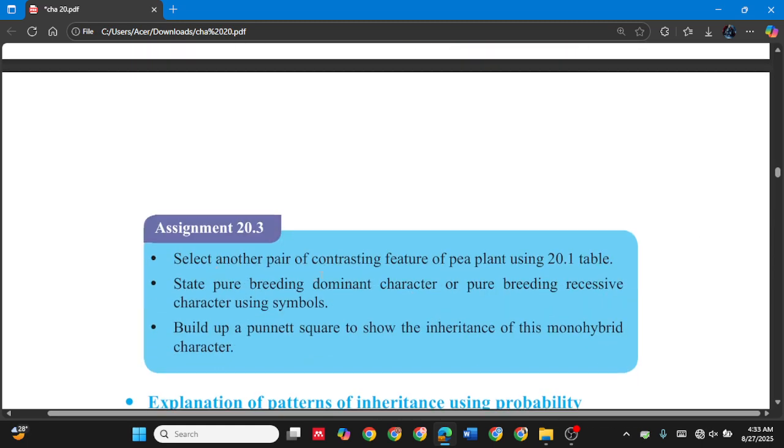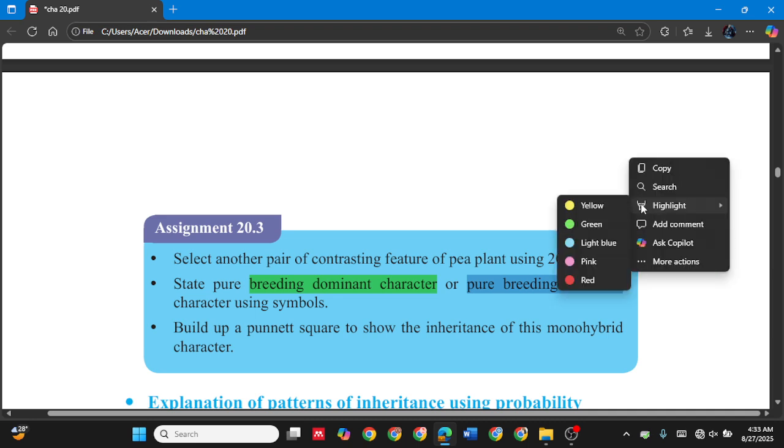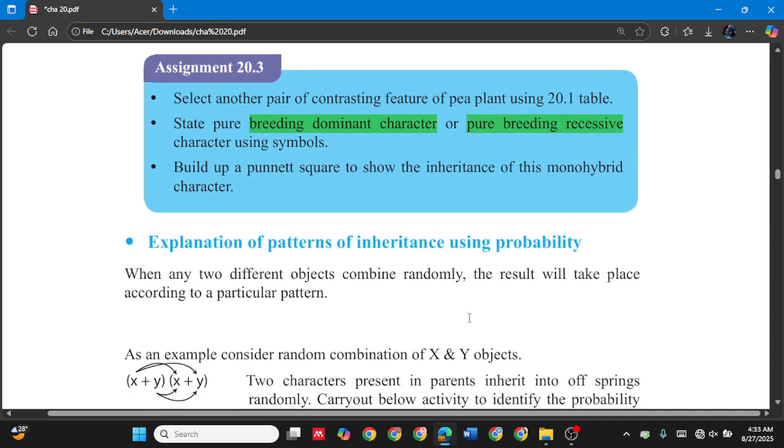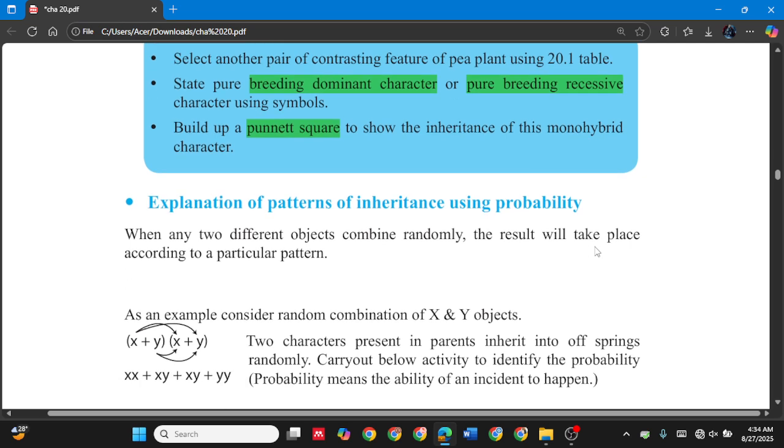State the pure breeding dominant character and the pure breeding recessive character using symbols. You have to identify and write down the pure breeding dominant character, and the pure breeding recessive character, using symbols. Build up a Punnett square to show the inheritance of this monohybrid character.